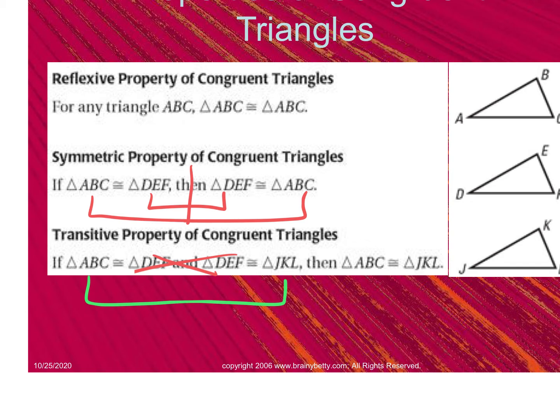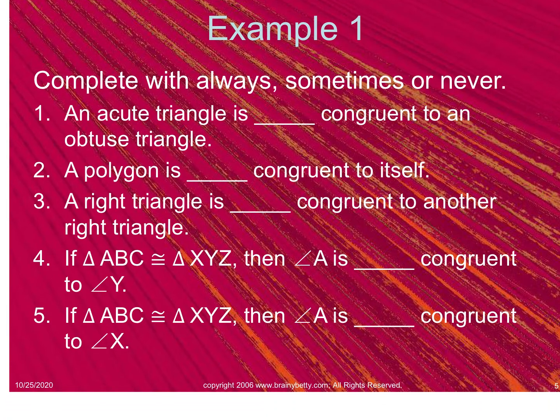The next slide has sometimes, always, or nevers. So the first one, they want us to complete it with sometimes, always, or never. What I'm going to fill in here is when it's always, I'm going to put a capital A. When it's sometimes, I'm going to put a capital S. And when it's never, I'll put a capital N. So an acute triangle is sometimes, always, or never congruent to an obtuse. Never. Good. Okay? Because remember, an acute triangle needs all acute angles, and an obtuse triangle needs one obtuse angle, so they'll never be congruent.